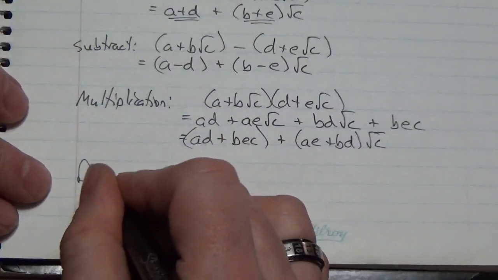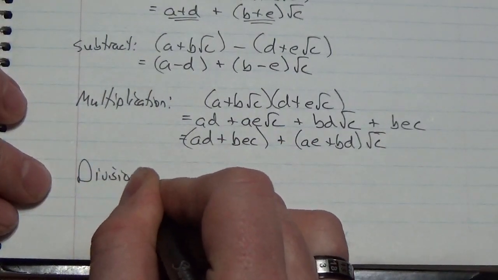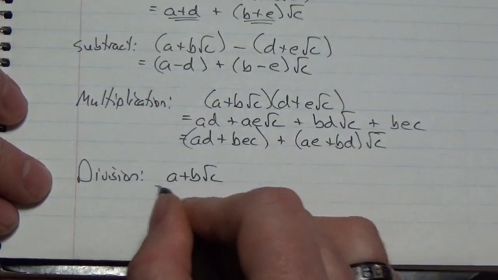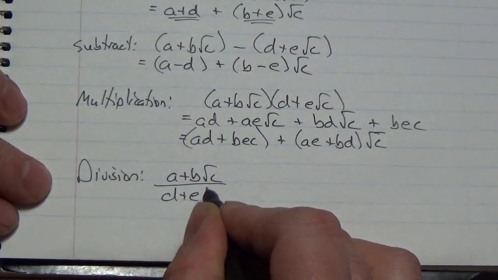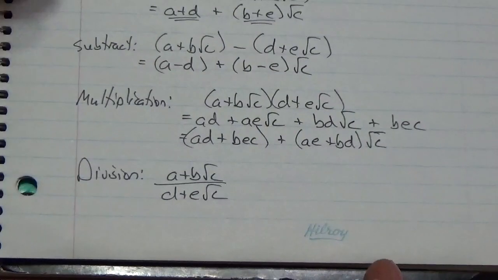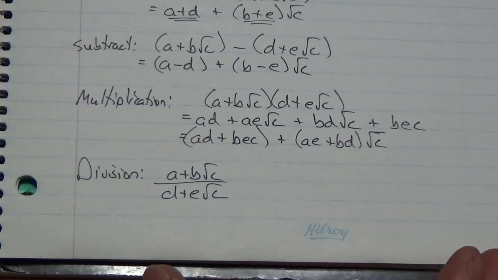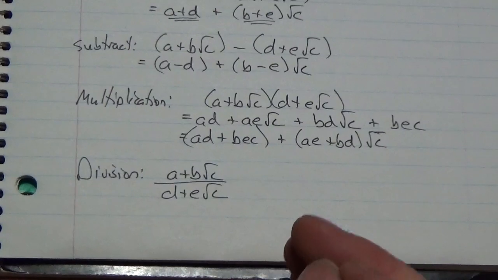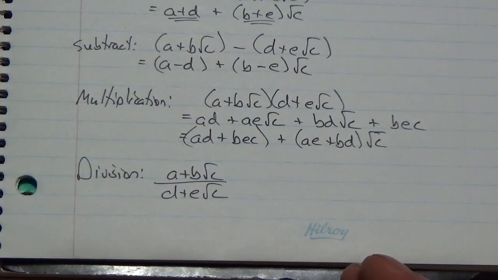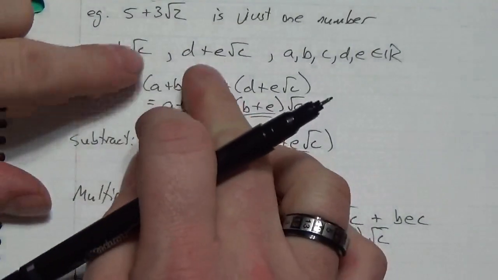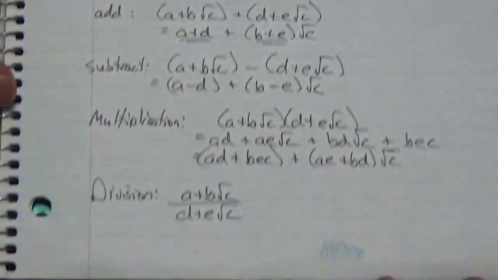Now I'm going to try division. And so I'm going to take a plus b root c, and I'm going to divide by d plus e root c. Now I know I'm really taking my time with this one, and we're going slowly through this, but I really need you to see what's going on here. And understand that every time I apply these operations, the result is always going to be of the same form as these two values right here.